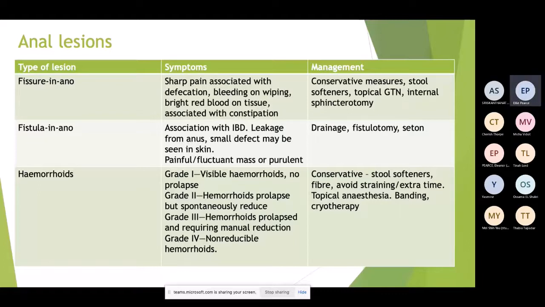Hemorrhoids: we can grade hemorrhoids from 1 to 4, from being just visible once someone's opened their bowels, and then they go back inside. Grade 4, they're outside and they don't reduce. And often patients will present to A&E with grade 4 hemorrhoids because the pain is just so severe.